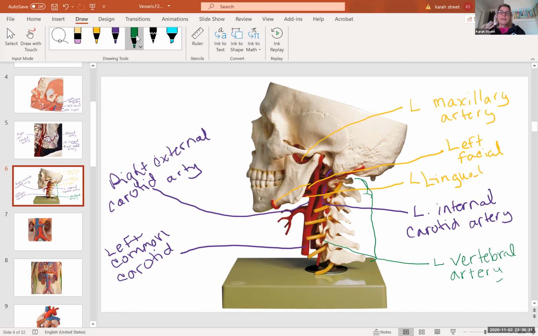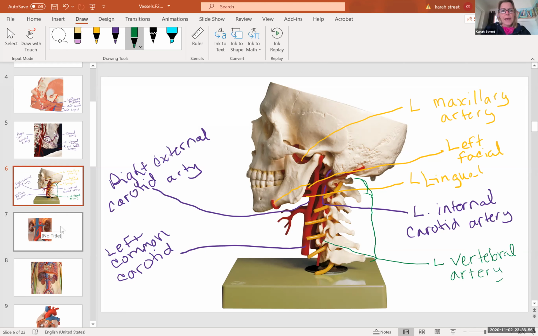So I think that is a really good model to tag the common carotid with the external and internal clearly branching off of it. And from the external, you can see the lingual and the facial, and then higher up going under the mandible, we can see the maxillary artery. Traveling through the transverse foramen, we can see the vertebral artery.